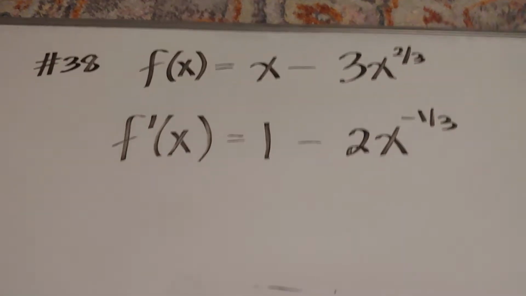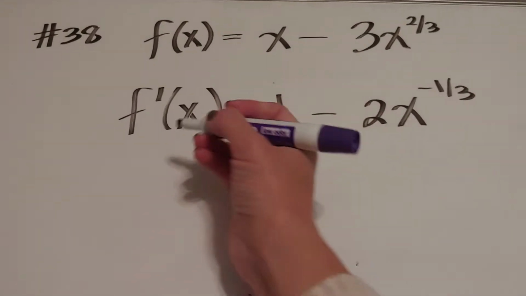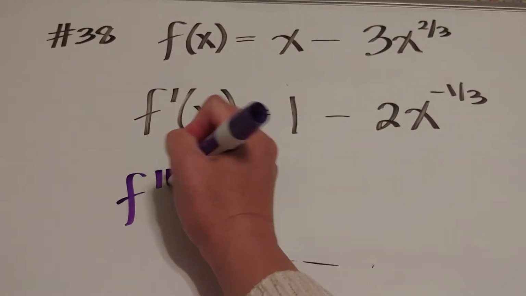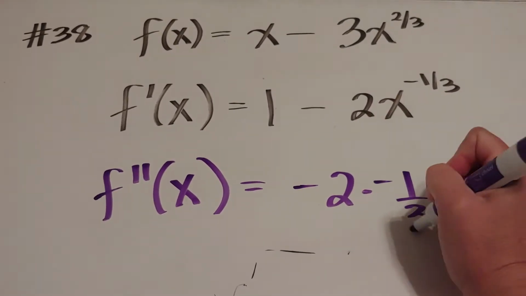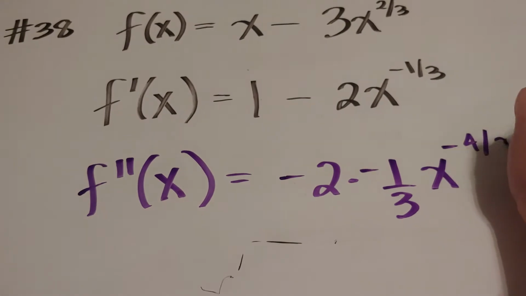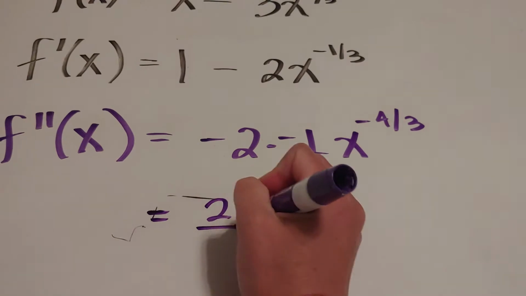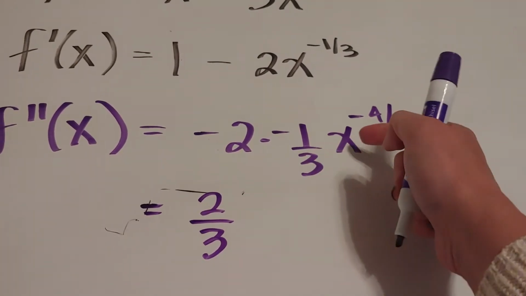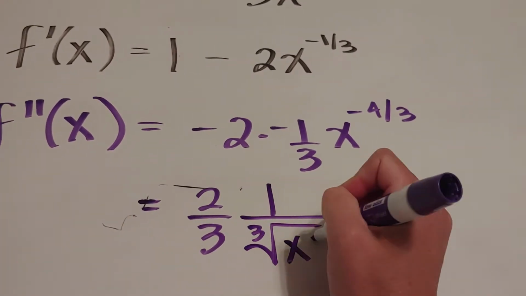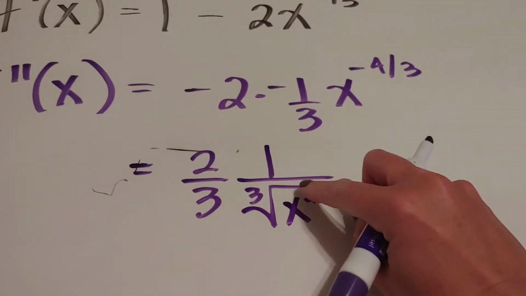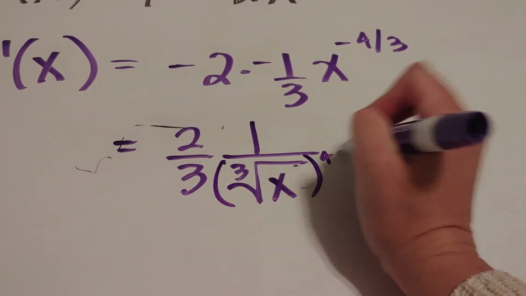All right, in this video, we're going to look at concavity and points of inflection for this problem we were previously looking at. So for my second derivative, I'm going to get a -2 times a -1/3 x to the -4/3. Okay, so I'm going to get a +2/3, and then x to the -4/3 is the same thing as the cube root of x to the 4th, or the cube root of x to the 4th. You could write it either way.